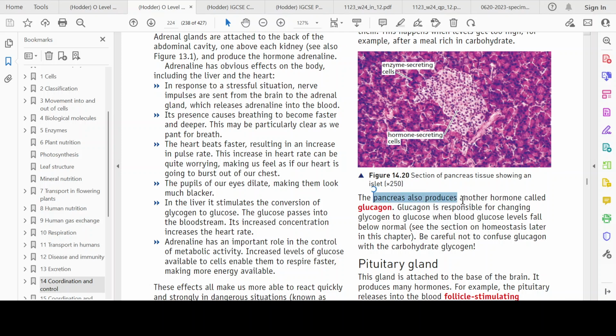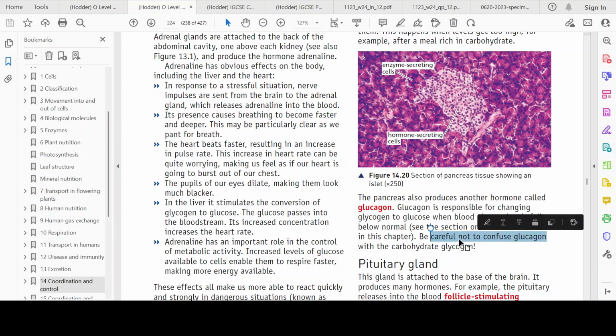The pancreas also produces another hormone called glucagon. This has the reverse effect. Glucagon is responsible for changing glycogen to glucose when the blood glucose level falls. So there's insulin and then there's glucagon. Insulin causes the storage of excess glucose, so glucose to glycogen. Glucagon is the release of stored glucose, so glycogen to glucose.